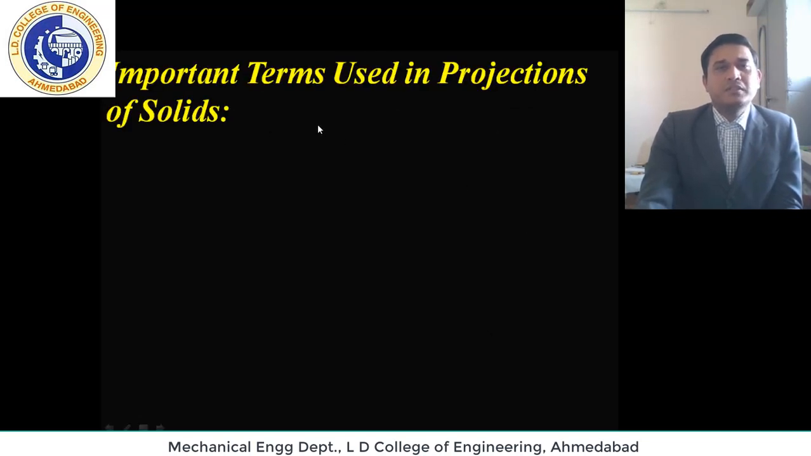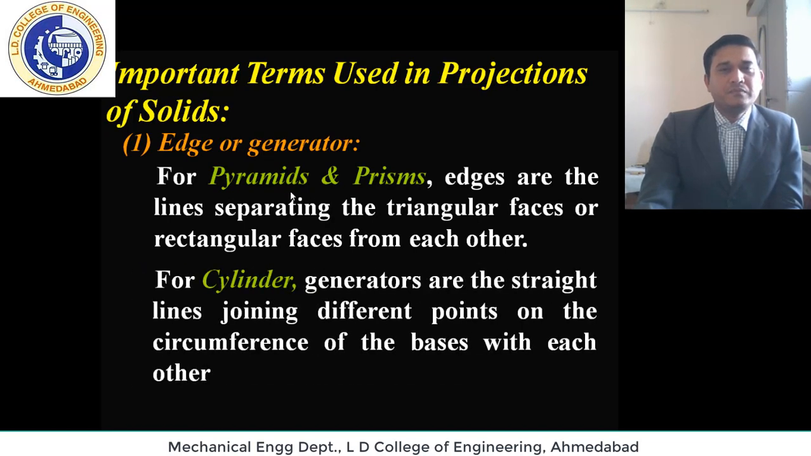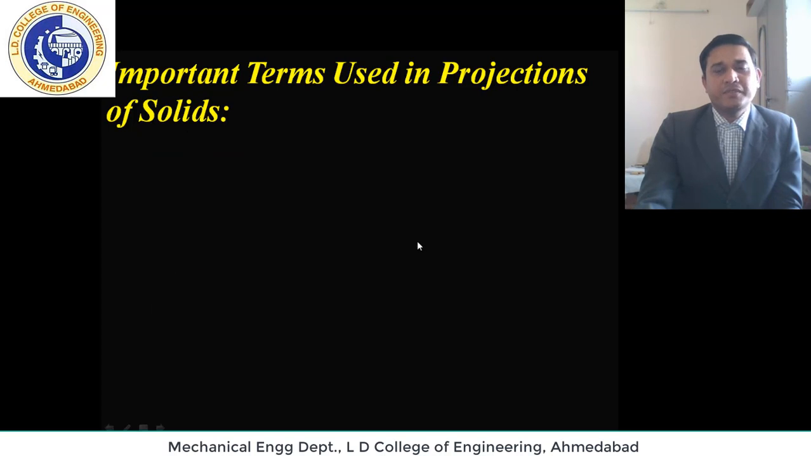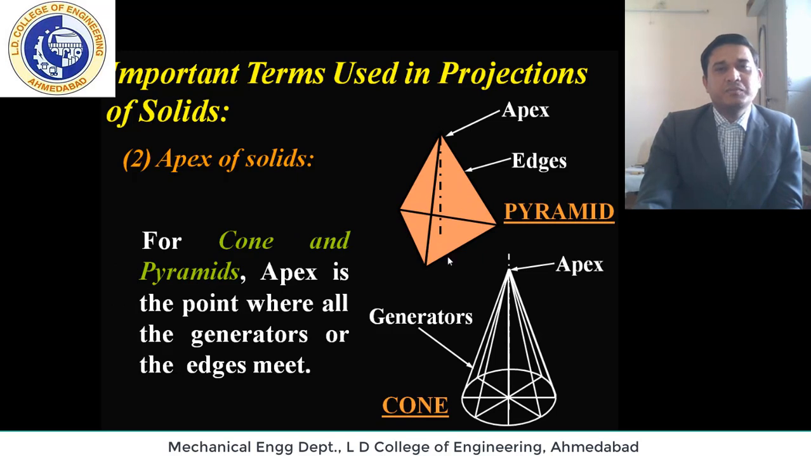Now let's discuss some important terms used in the projections of solids. One is edge or generator. Friends, for pyramids and prisms, the edges are the lines separating the triangular faces. Here we discuss that. If we have this kind of pyramid, this line separates triangular face 1 and triangular face 2. It's known as the edge.